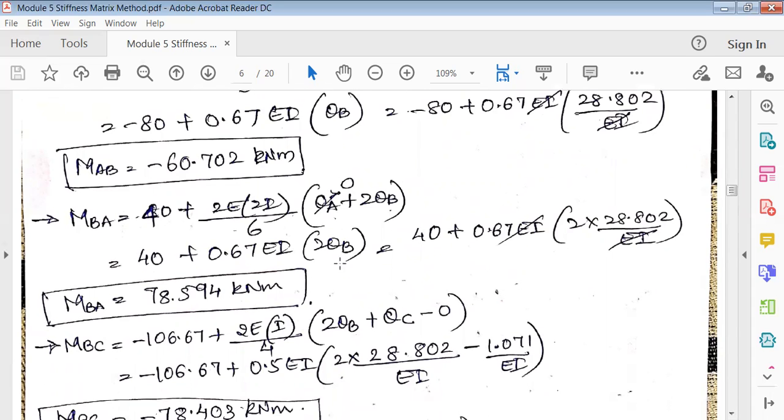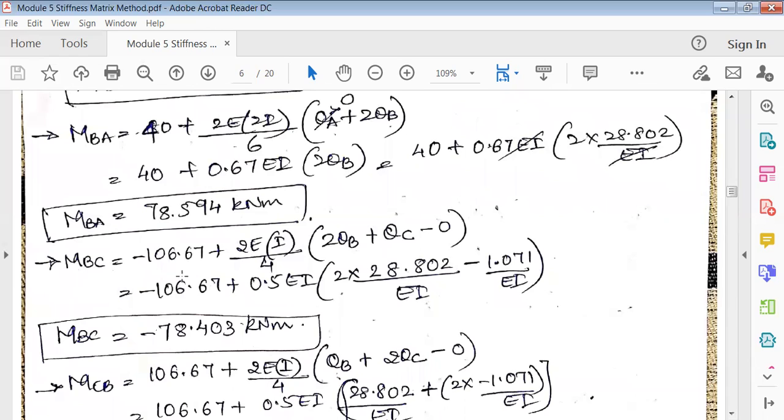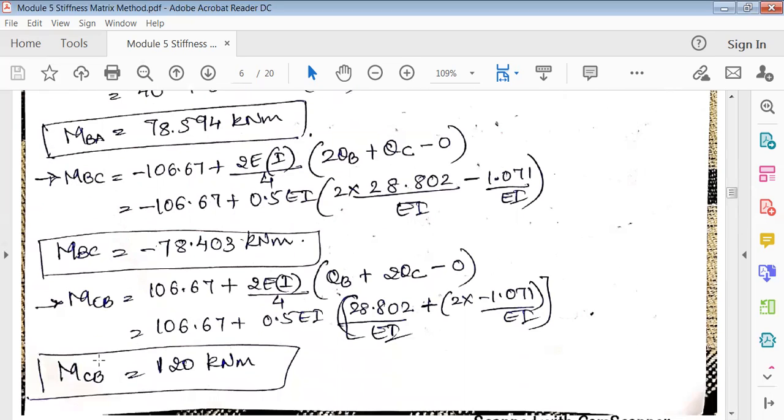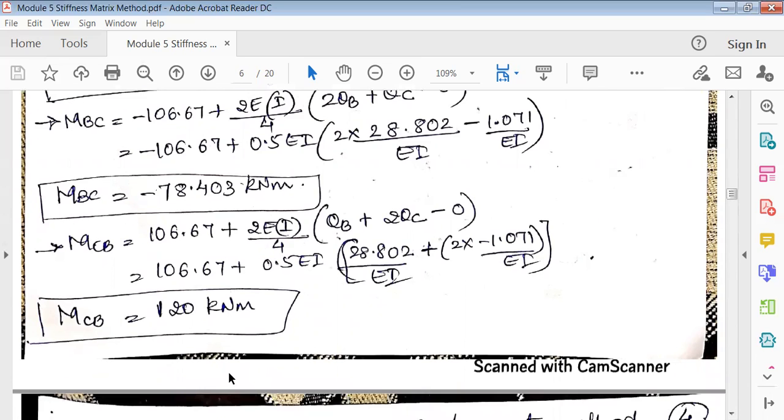So next is just simplification. Similarly, come to BC, fixed end moments plus 2EI. So B is the first term, 2 times theta B plus theta C, 0. All right, so theta B also exists, theta C also exists, so you have to put both the values and solve. And finally, MCB is fixed end moments 2EI, theta B plus 2 times theta C minus 0. So MCB you get, all right.